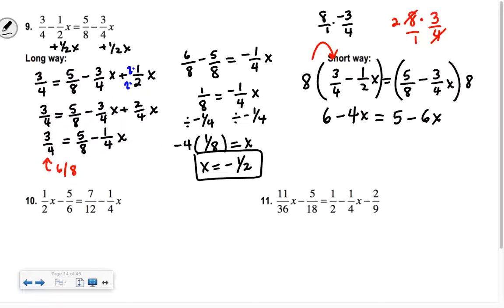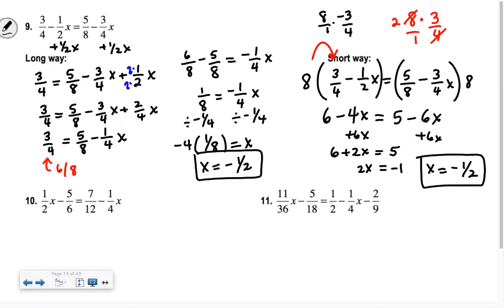Much, much easier now. We've cleared those fractions. So let's add the 6x over. We get 6 plus 2x equals 5. Subtract the 6, and divide. Our answer is negative 1/2. We good? So let's do another example, and then I'll let you try number 11.